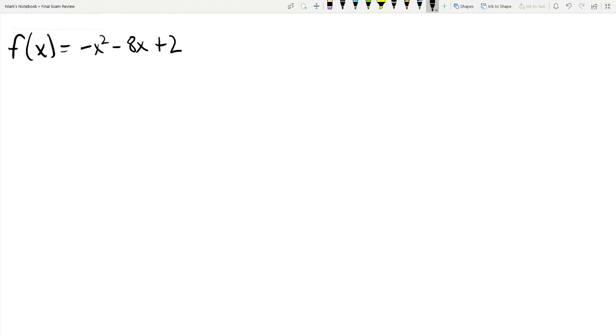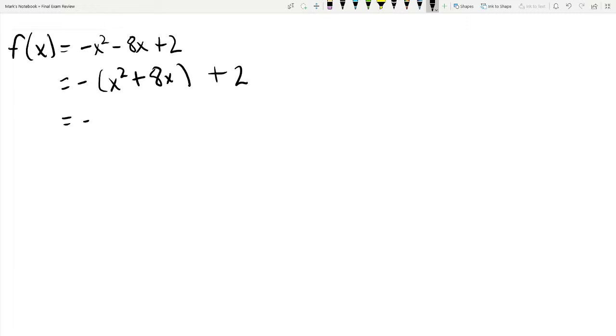So in order to do that in this problem, we'll go ahead and take a negative out of our equation. Now, I only really care about the x squared and the 8x terms, so I'll just leave the plus 2 on the outside. I'm only taking the negative away from the first two terms. Now, inside of these parentheses, we can go ahead and complete the square.